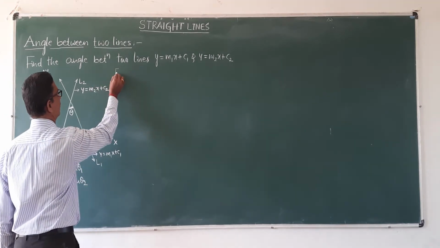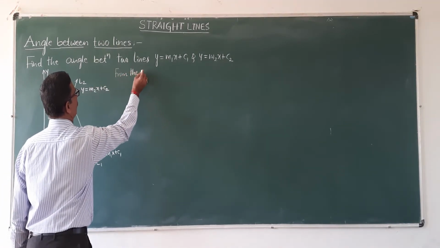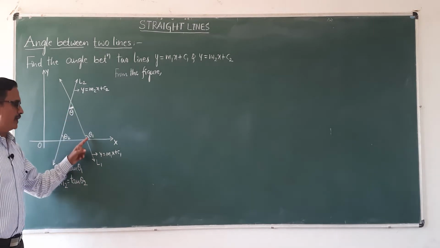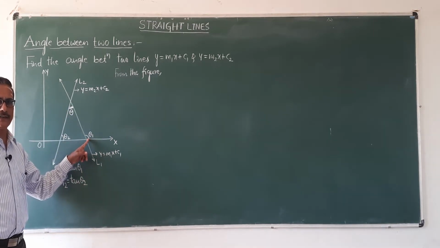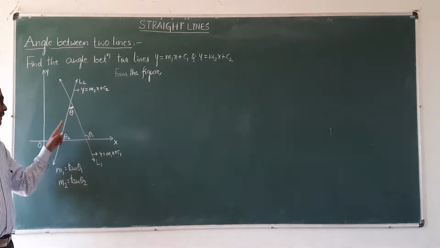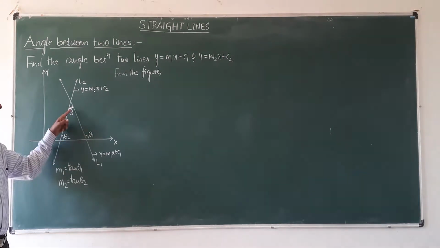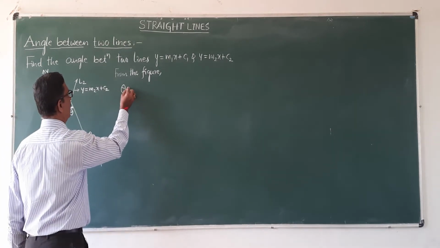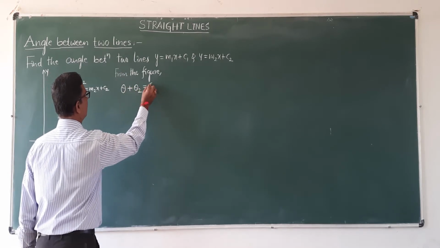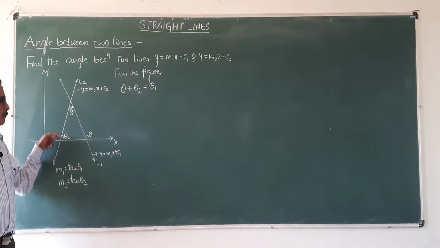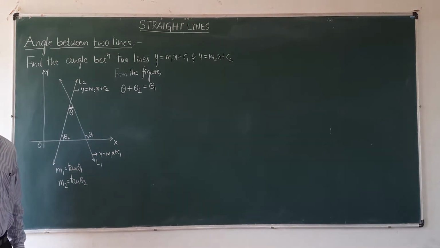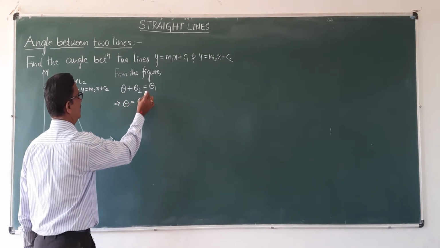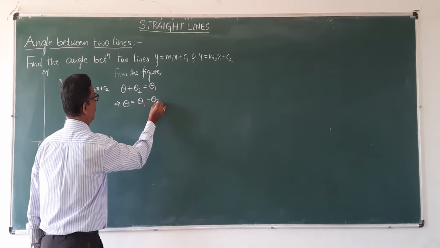Now from the figure we observe that this angle theta 1 is more than 90 degrees, isn't it? Angle theta is less than 90 degrees. Theta 2 is also less than 90 degrees. These two are acute angles, that is an obtuse angle. So from the figure we can write theta plus theta 2 is equal to theta 1. The sum of acute angles is equal to the obtuse angle. Now this implies theta is equal to theta 1 minus theta 2, with theta 2 moved to the right side.